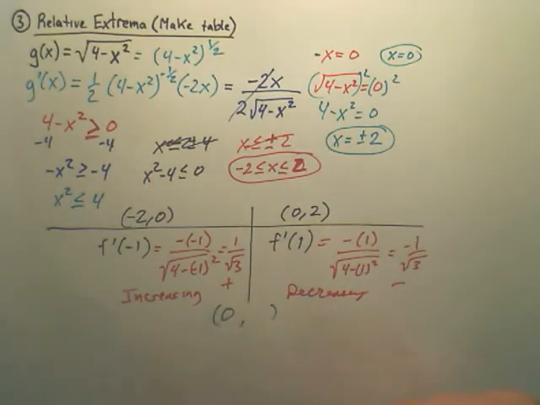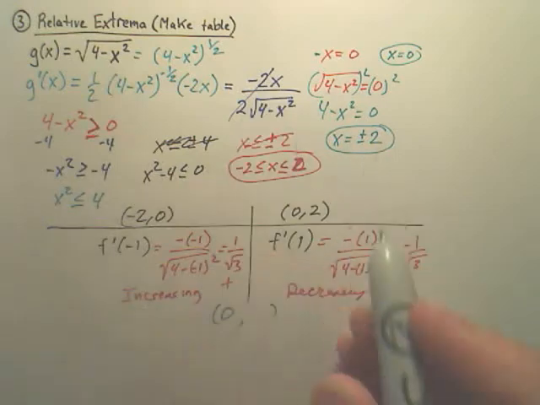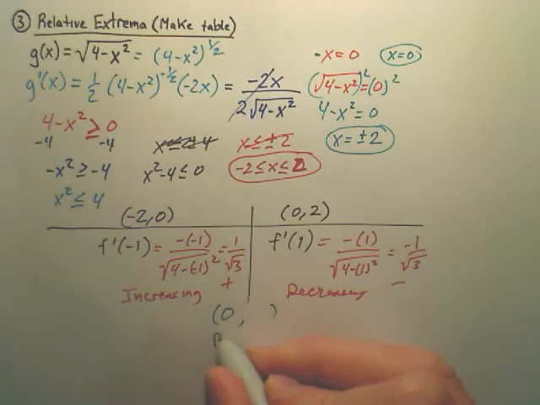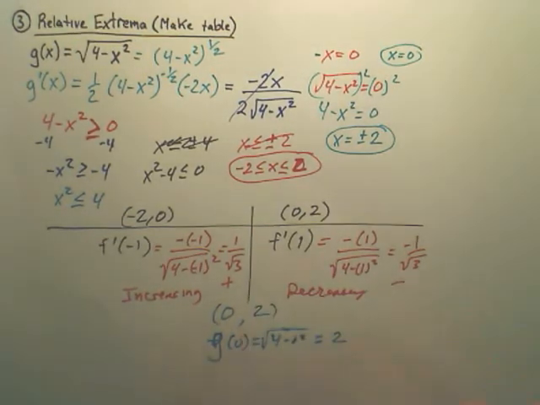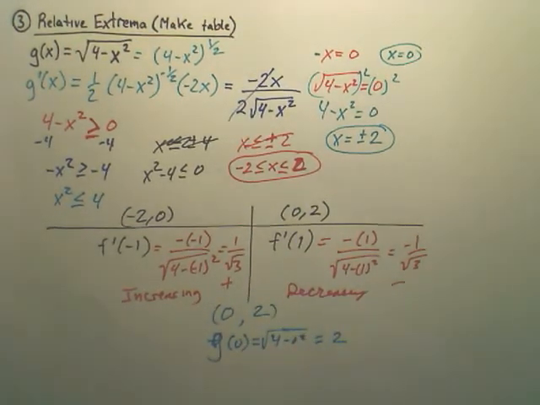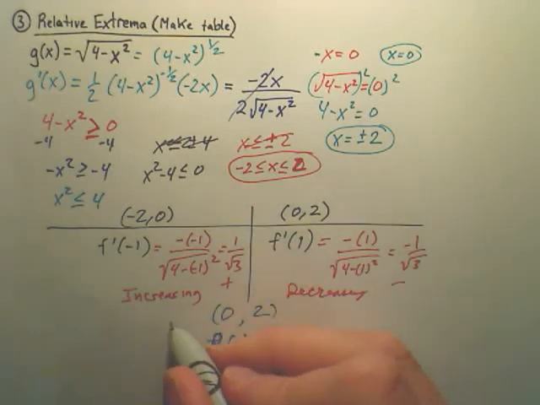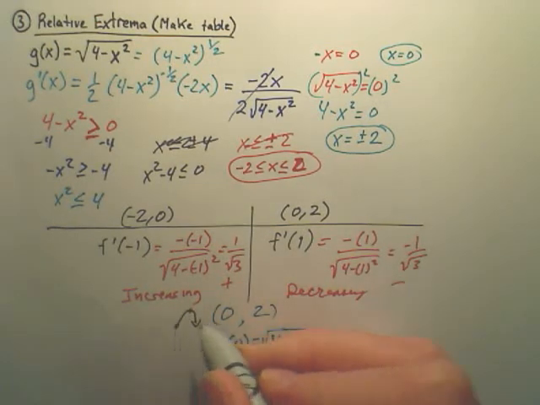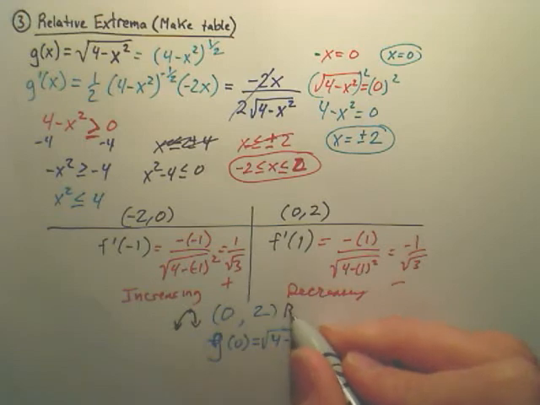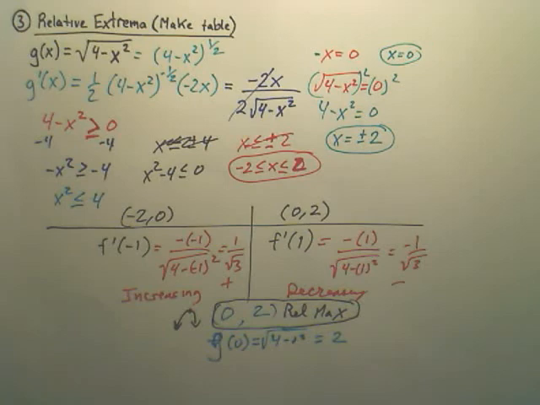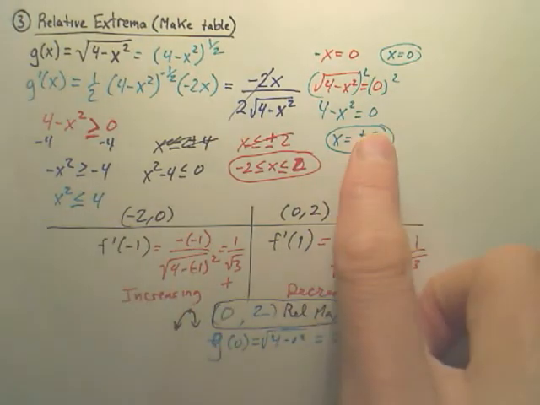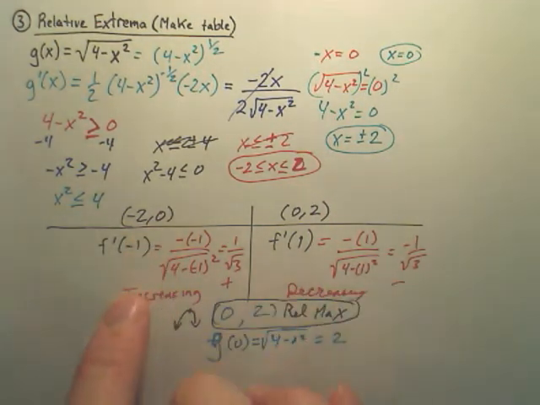This is 0. When you plug 0 back into the original, g of 0 would be the square root of 4 minus 0 squared, which would be 2. So 0, 2. And what is 0, 2? A max or min? Well, if it's going from increasing to decreasing, that means it's a relative max. So 0, 2 would be the relative max. You don't have to worry about the endpoints that are critical numbers because they're at the ends. You can't check both sides.